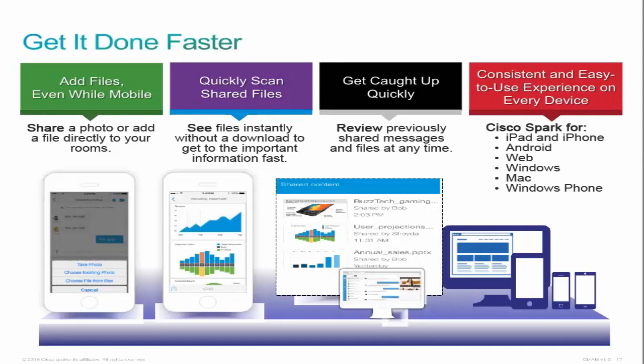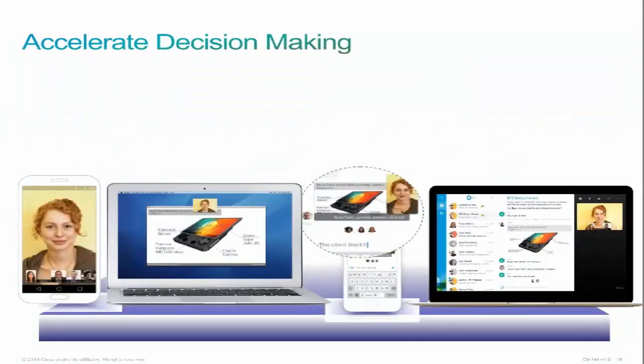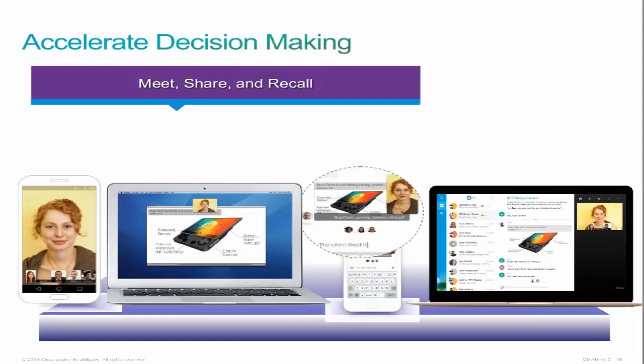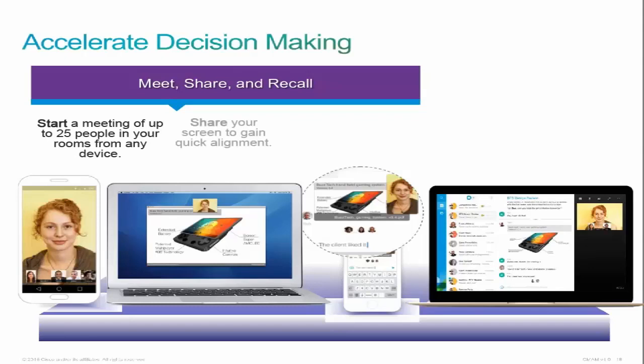When working together, there are times when seeing other people and the items they're working on is critical. In Cisco Spark, you can have a one-to-one video call with another person or initiate a meeting in rooms with up to 25 people with a paid subscription to bring everyone together to gain quick alignment when making decisions. You can simultaneously view the active speaker video and screen sharing.